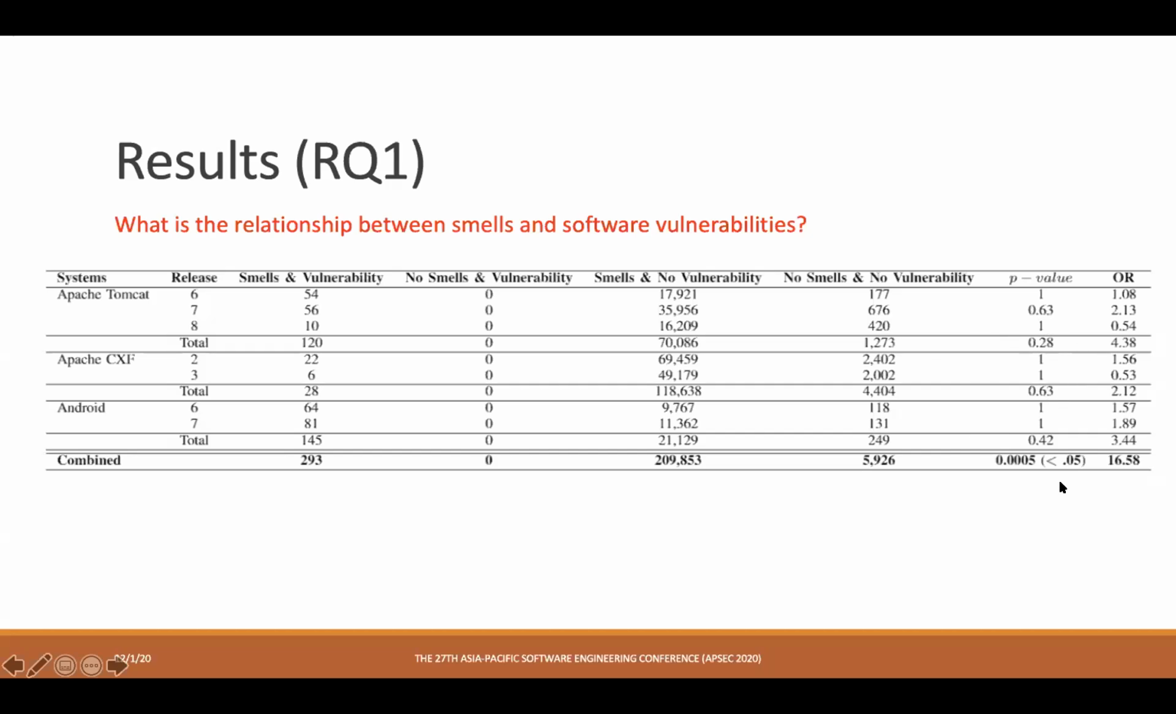For research question 1, we employed the Fisher test. The Fisher test is a kind of non-parametric test, and we saw that the p-values of the Fisher test are not interpretable here, because there is one column where all of the rows are zeros: the no smells and vulnerability column. That means we did not find any class where vulnerability exists but no smell exists.